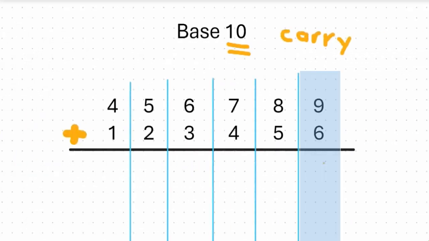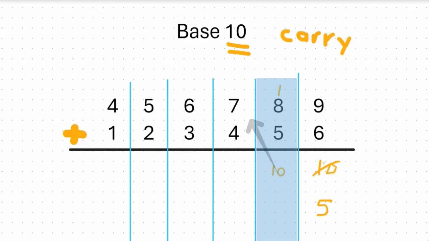Let us begin with the first column. We know that 9 plus 6 is 15. So that is a 10 plus a 5. Let's carry the 10. Here we have 13, 14, which is a 10 and a 4. Let's carry. And here we have 11 plus 1 is 12. We have our 10 and 2.